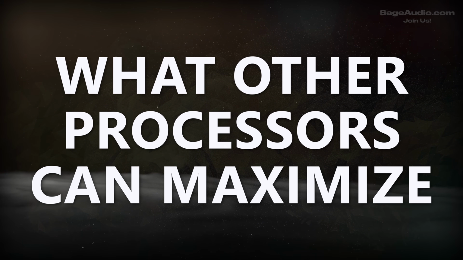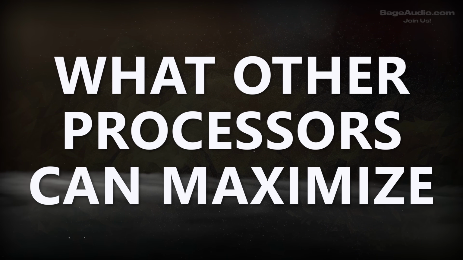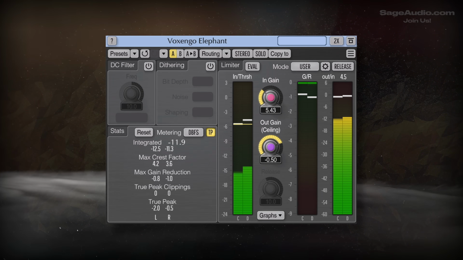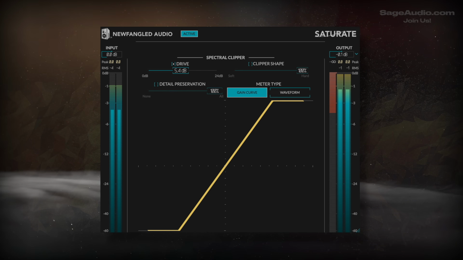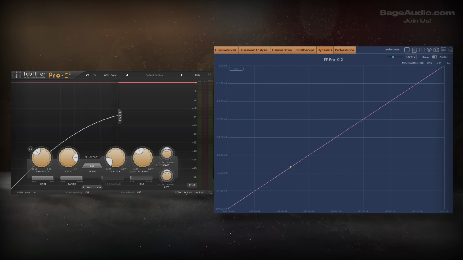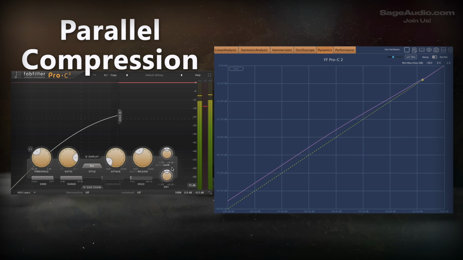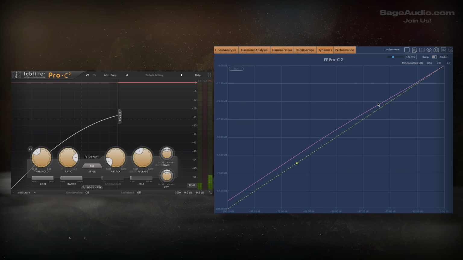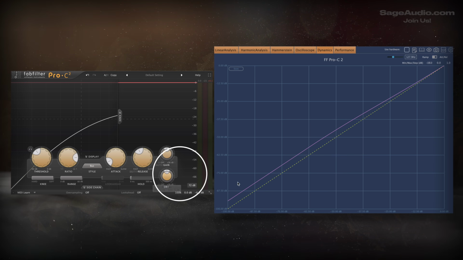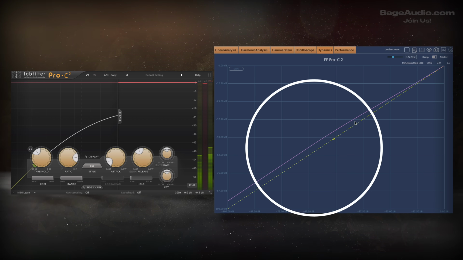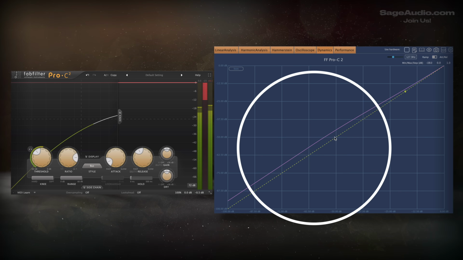Next up, let's figure out what other processors can maximize a signal. Although only limiters limit and only clippers clip, at least intentionally, maximization can occur with a lot of different types of processors. For example, a big reason to use parallel compression is to maximize the signal. If I compress a signal, then introduce the dry signal to the output, we'll notice how we achieve maximization, that is, the amplification of quieter details while retaining peaks.